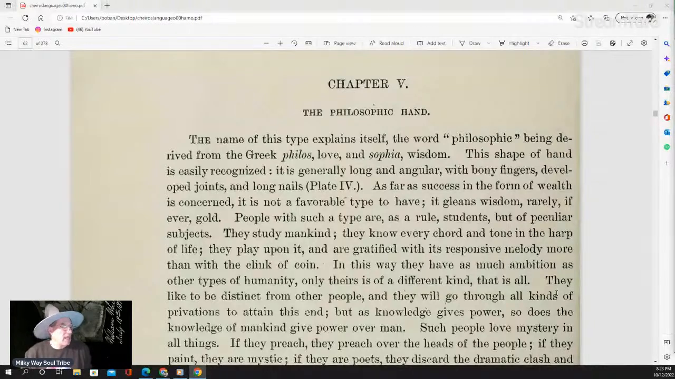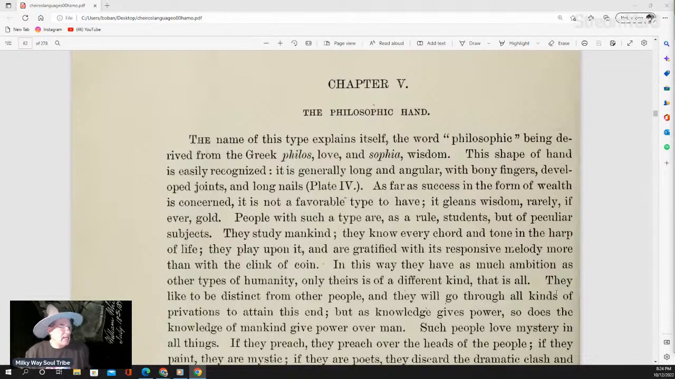The shape of the hand is easily recognized. It is generally long and angular, with bony fingers, developed joints, and long nails. As far as success in the form of wealth is concerned, it is not a favorable type to have. It gleans wisdom, rarely ever gold. People with such a type are, as a rule, students, but of particular subjects.